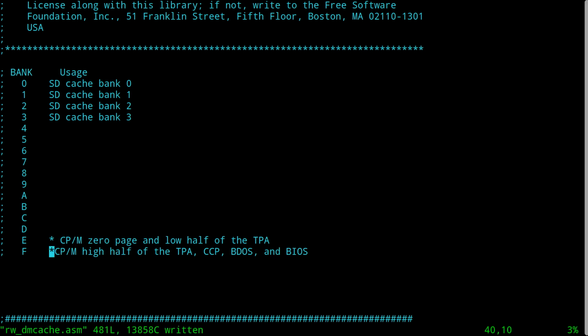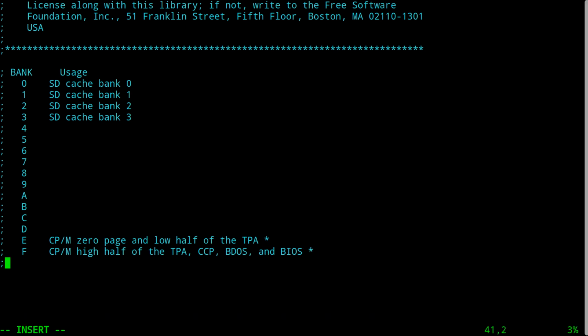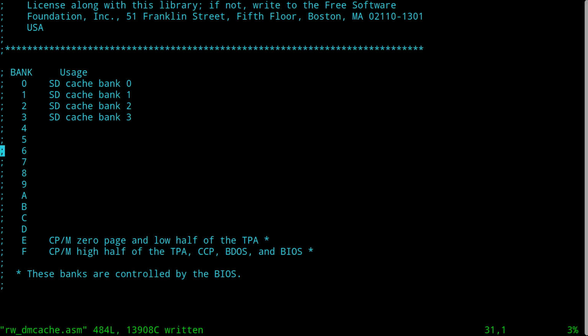Oops. Well, I guess these are footnotes, so they would go over here. Let me say it like this: these banks are controlled by the BIOS. And then these other ones are going to be whatever we want to do in here. So this is going to be where our tag table goes.